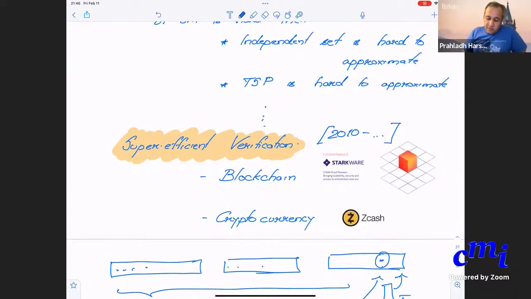In fact, there is a blockchain overlay called Starkware, which uses several of the ideas that I will be talking about in the next part of the talk. This is how it tries to check verification that happens on the blockchain, in particular on the Ethereum blockchain. Starkware is a company which actually does this, and they use the efficient verification offered by PCPs and related models to do this.